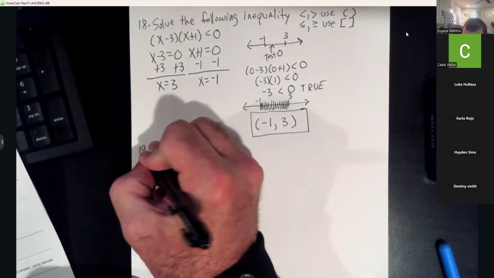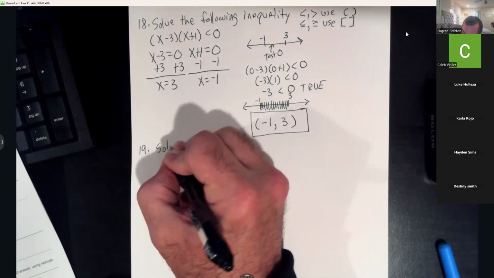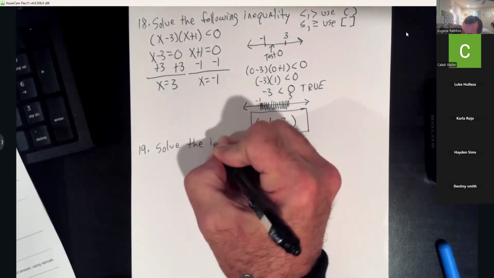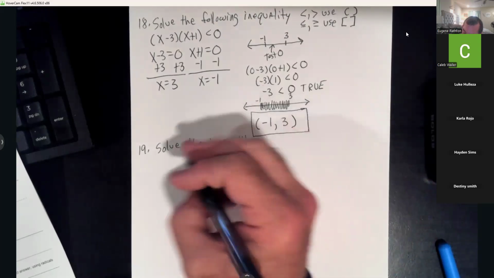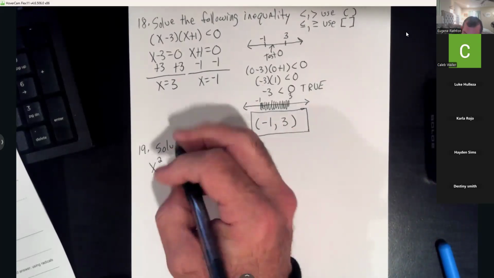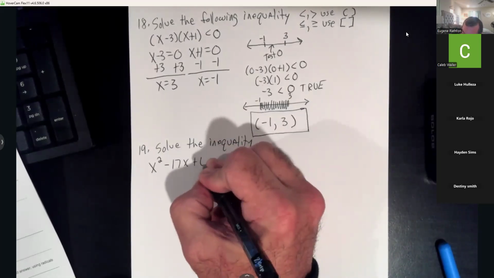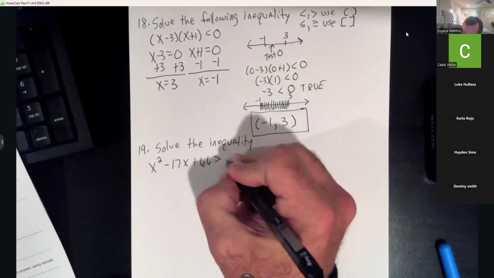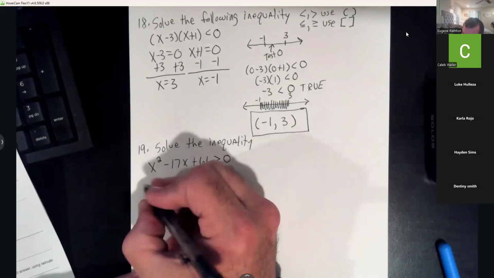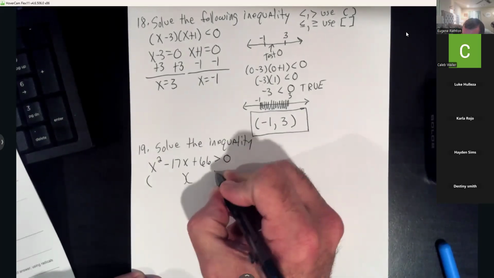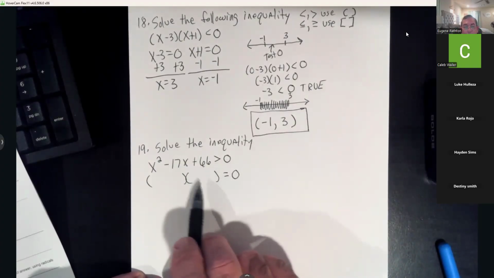So y'all, let's see what 19 does. We're going to solve the inequality. So same thing, except I've got x squared minus 17x plus 66 is greater than 0. So y'all, we've got to factor this one to solve it. And I'm going to use equals just while I solve it, okay?